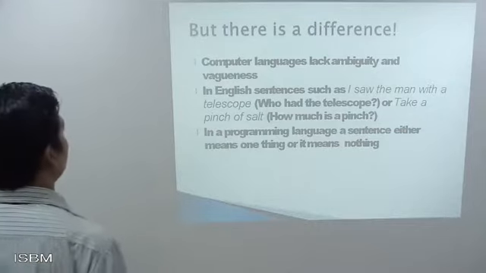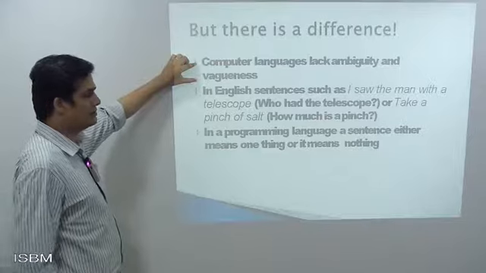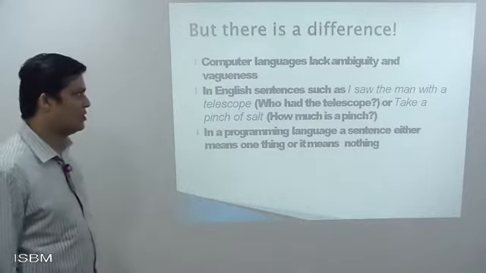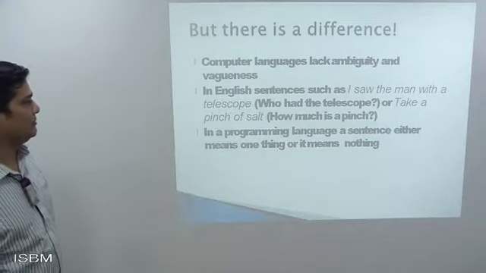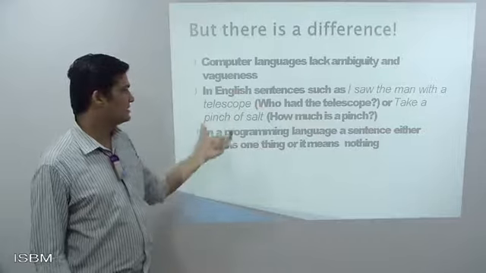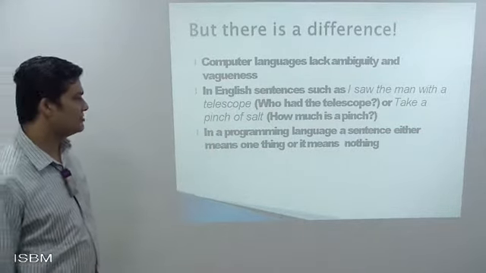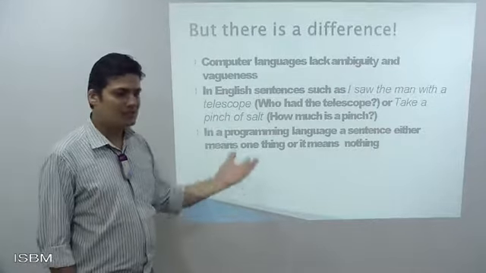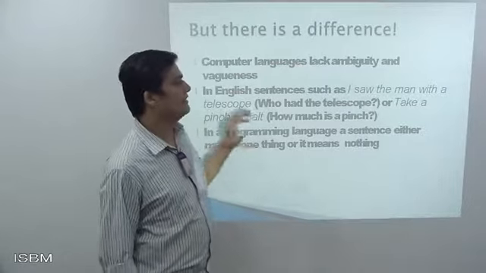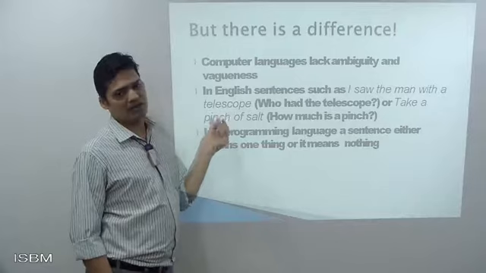But there is a difference. Computer languages lack ambiguity and vagueness. In English, sentences such as "saw the man with the telescope" leave it unclear who had the telescope, or "take a pinch of salt" leaves unclear how much a pinch is. In a programming language, a sentence either means one thing or it means nothing. So either there is a meaning or there is nothing. That's it. There is nothing in between in programming languages.